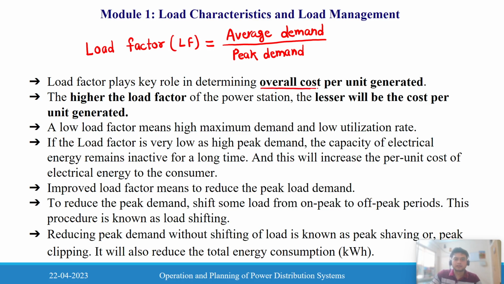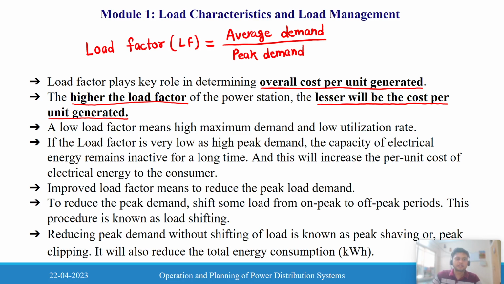It plays a key role in defining this cost per unit generator. If load factor is lesser, that means overall cost will be increased. And if load factor is near to unity, then overall cost will be reduced. The higher the load factor of the power station, the lesser will be the cost per unit generator, as I said, because whatever the capacity of generation, that is almost utilized, and most of the power demand is being utilized.